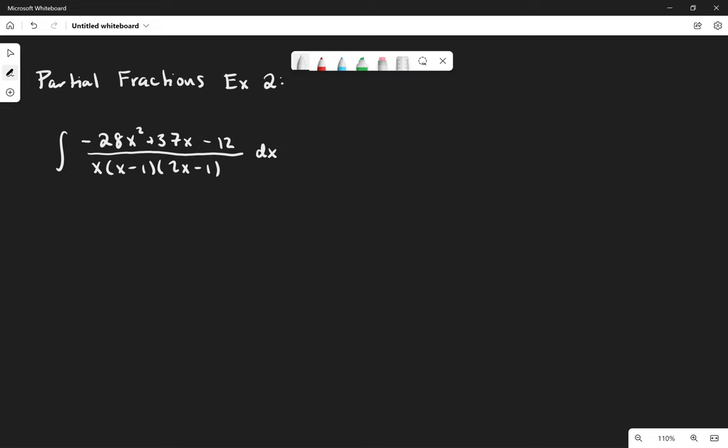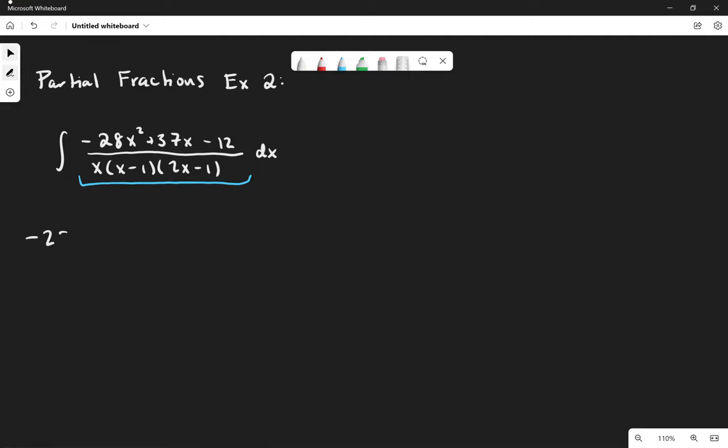Okay, so here's example 2 for partial fractions. I mean, this question looks really, really disgusting, but we'll get through it. So we have this integral of negative 28x squared plus 37x, yada, yada, yada. The first thing we want to do is simplify this with partial fractions.